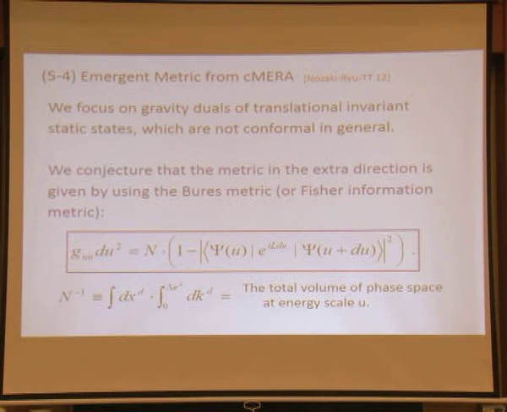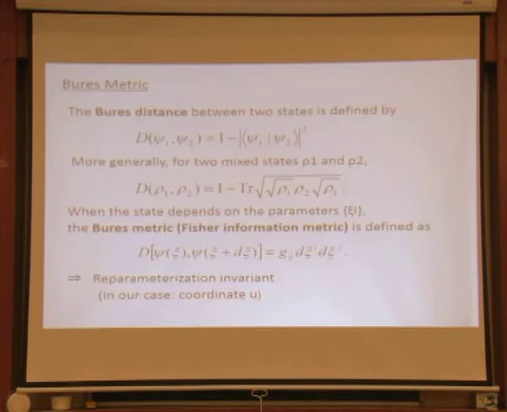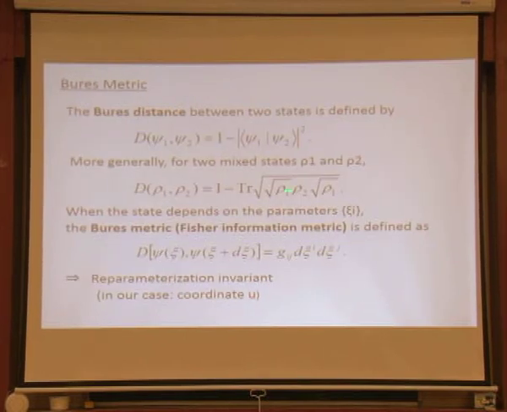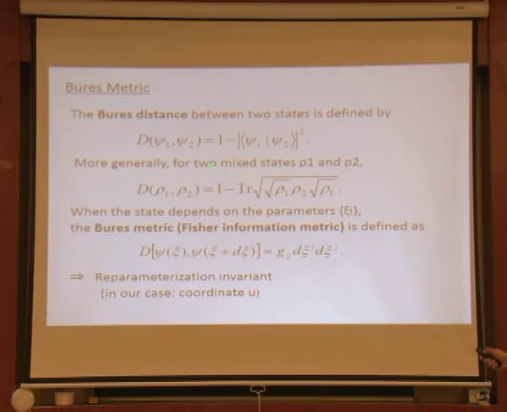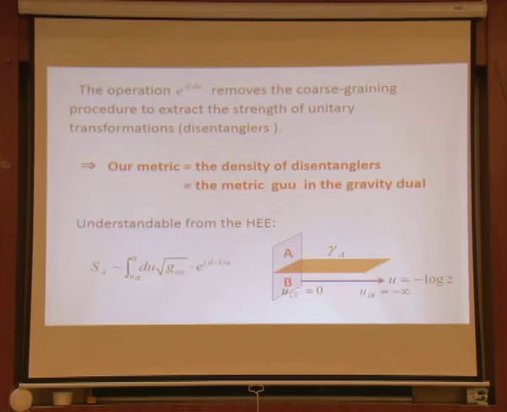So we can have this proposal of the dual metric purely from the viewpoint of conformal field theory or some quantum theory. The Bures distance is like this: we take two different pure quantum states and define it this way. It has a nice property and is called the Fisher information metric.